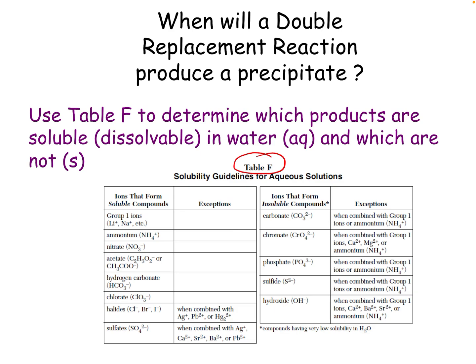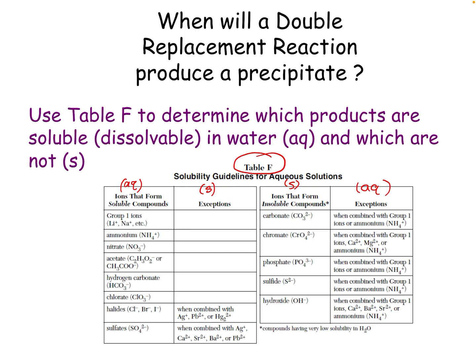So here on table F, I recommend that right on your reference table, you write when it says ions that form soluble compounds, these are going to be aqueous, meaning they will dissolve. The exceptions to that would be solids, so an S for solid. On the right side, anything that is insoluble will not dissolve, so that's going to be a solid, and anything that's an exception to that will be aqueous.